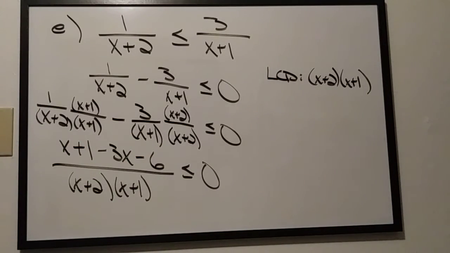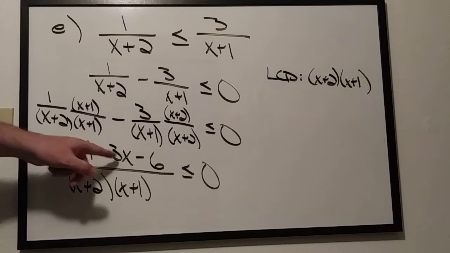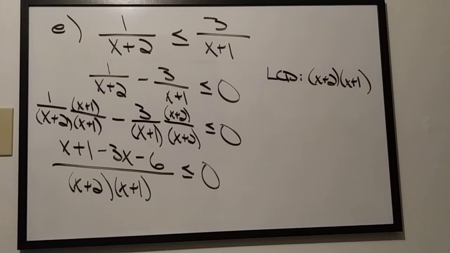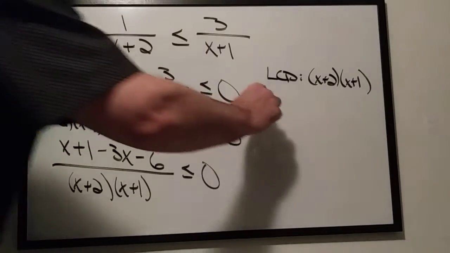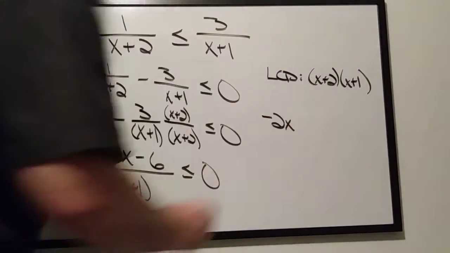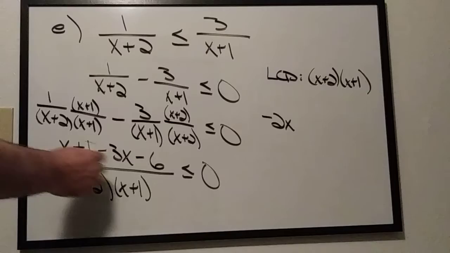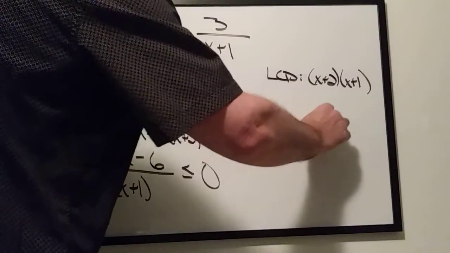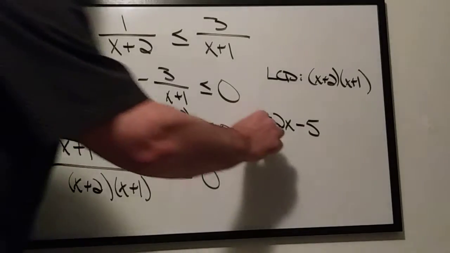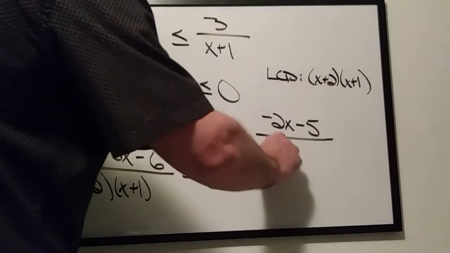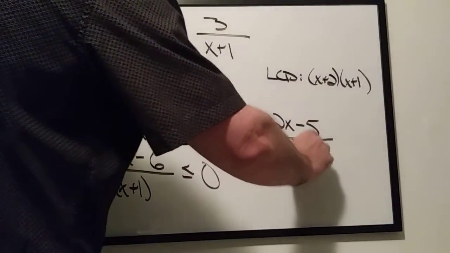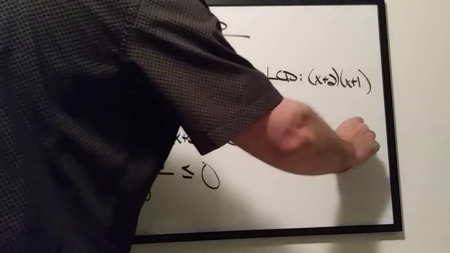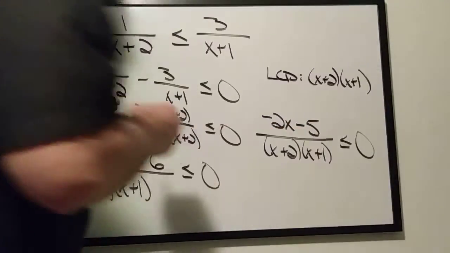So now, as I look at that numerator, I can bring some things together. I have x and negative 3x, those are like terms. x minus 3x is going to be negative 2x. Positive 1 and negative 6, those are like terms. They can come together as a negative 5. And again, all of this is divided by the LCD. So we have x plus 2 times x plus 1, and this is less than or equal to 0.